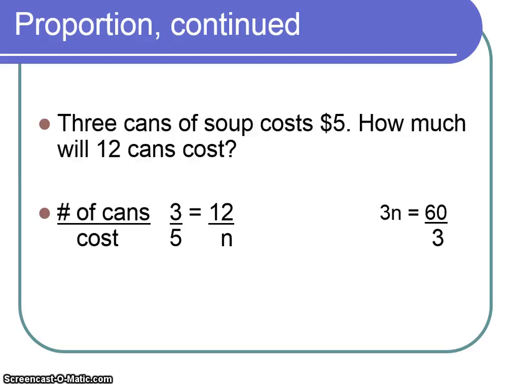Once again, 3 cans of soup cost $5. How much do 12 cans cost? So 3 over 5, it says 12 cans, so that would be on top instead of bottom, and then we'd cross multiply. So 3n, and then 5 times 12. We divide by 3, and our answer would be 20.